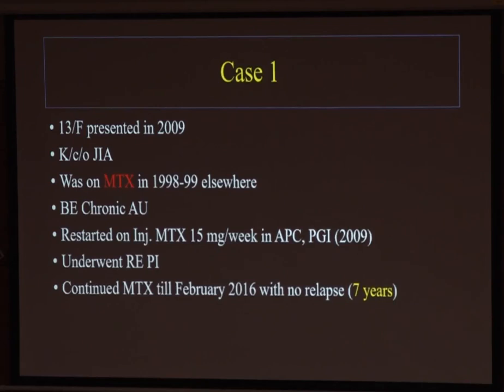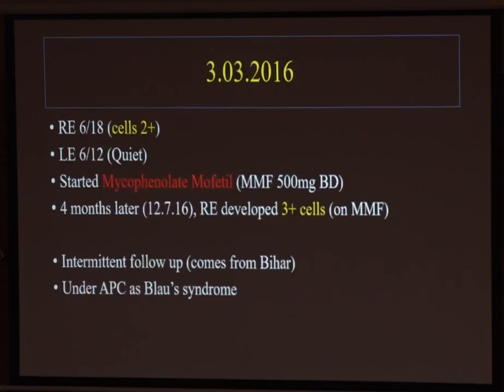This was a young girl who was diagnosed with JIA, chronic uveitis. She was put on methotrexate and she did very well. She remained in remission for almost 7 years. And then she comes back with cellular reaction in the right eye.